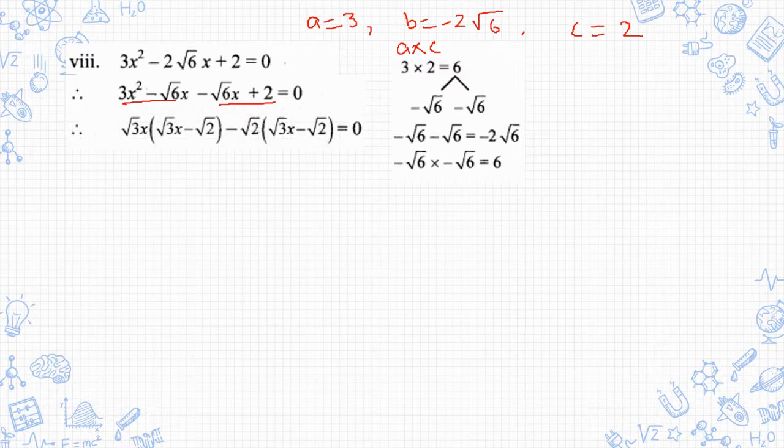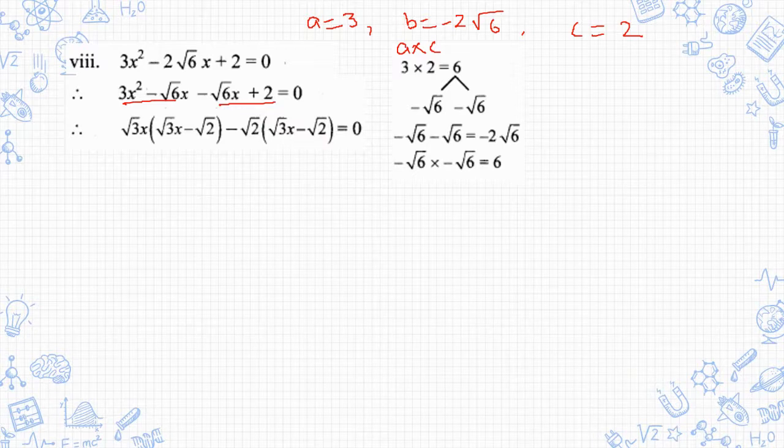So in the first pair, you can take root 3 common outside. The first term 3, you can write it as root 3 into root 3, and you can take root 3 common outside. So inside the bracket, you will be left with root 3x minus root 2. Similarly, in the second pair, you can take root 2 common outside.